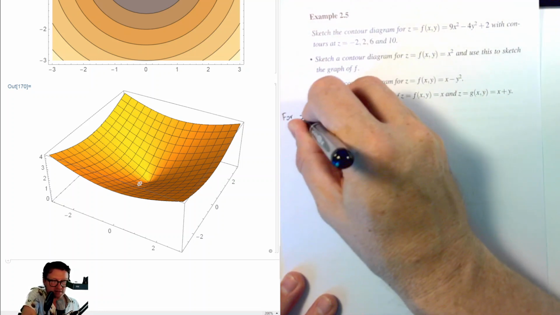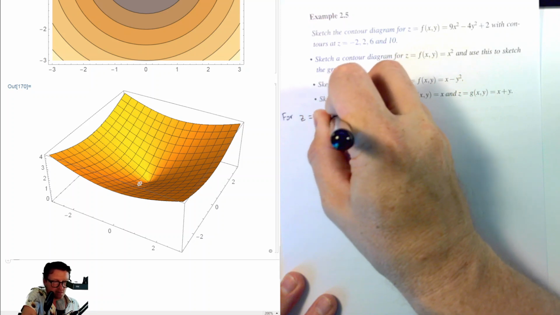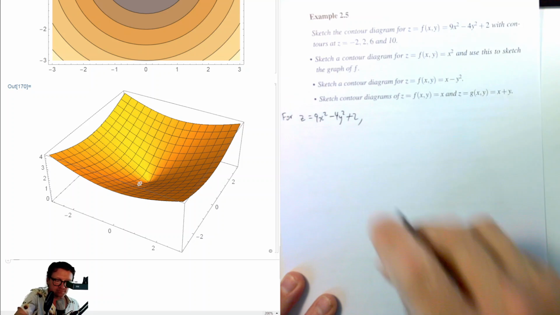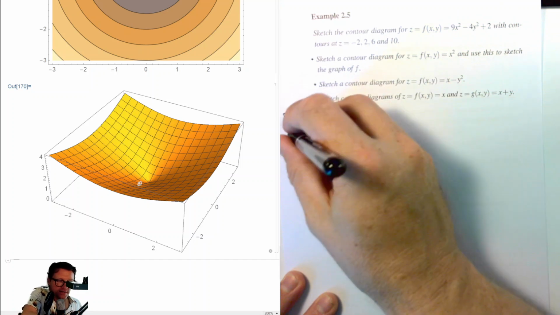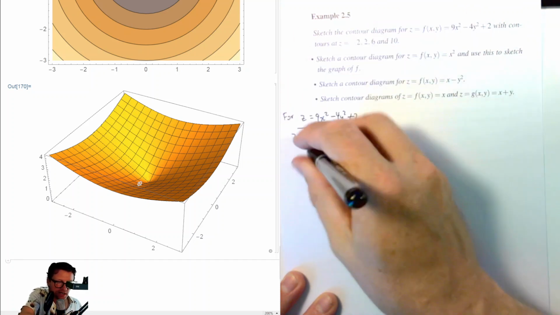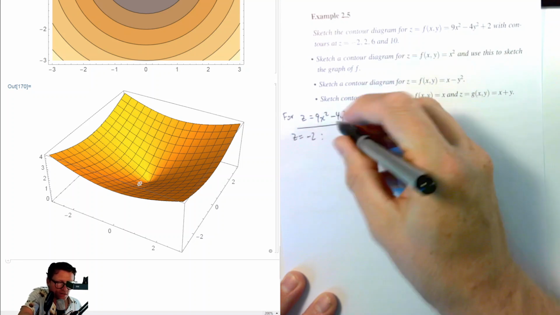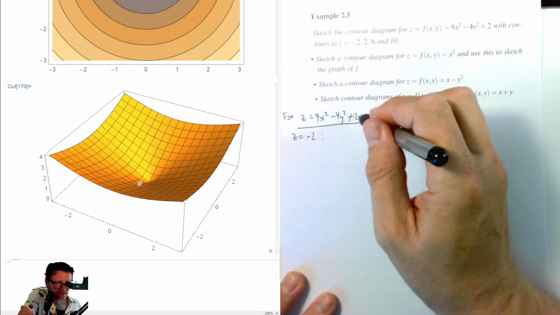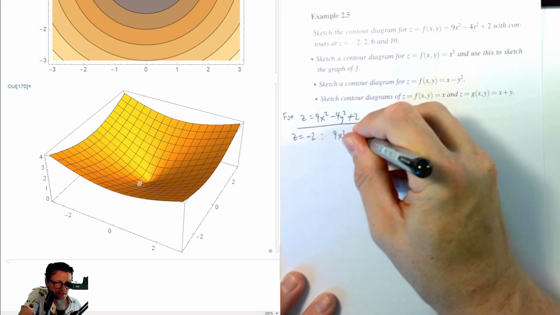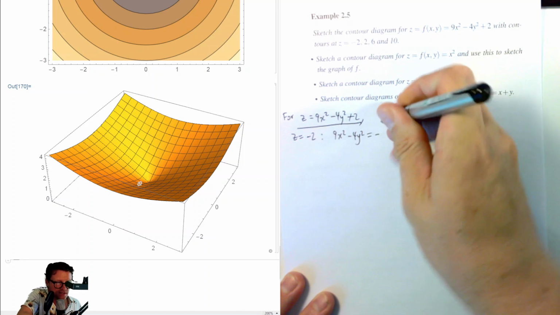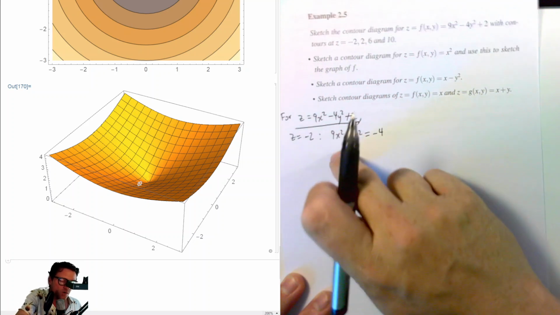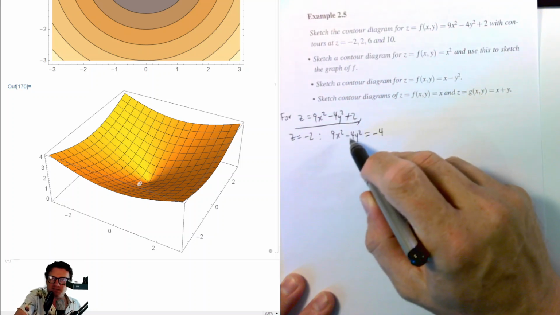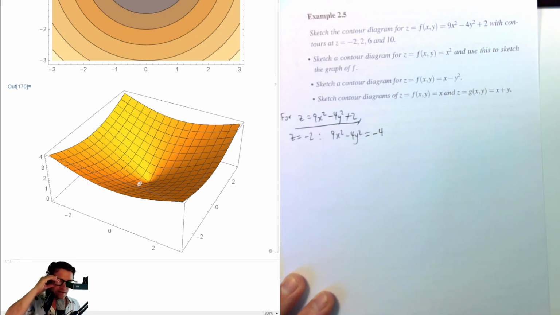So for z equals 9x squared minus 4y squared plus 2, when z is equal to minus 2, we can take this over. So we have 9x squared minus 4y squared equals minus 2 minus another 2, which is minus 4. Okay, what is this? That is a hyperbola. We've got a difference, with squares in each one. So let's find some points.